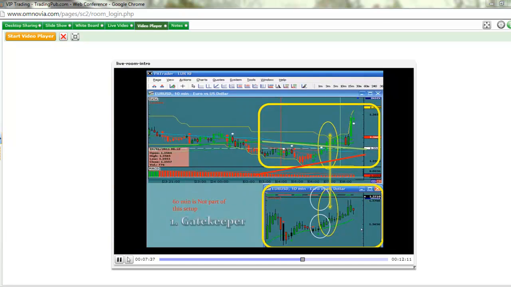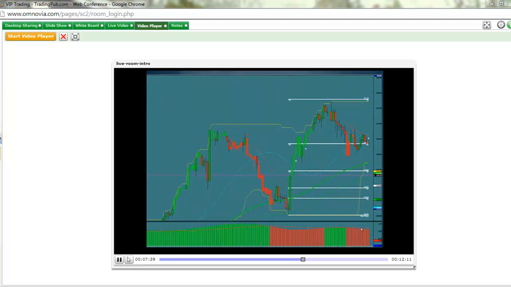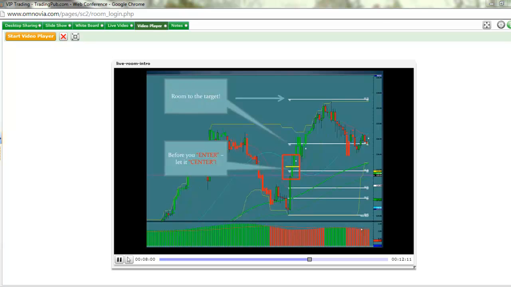Alright, a little bit more about the trigger candle. Before we enter, we let it center. What does that mean? Alright, before we enter any trades, we let it center on itself. So the trigger candle goes off and takes off and goes up 20 pips. What do we do? Nothing. We wait for it to come back on itself halfway, or center on itself, which in this case would be 10 pips. We will then take the trade from there on one condition, that we have room to the targets.